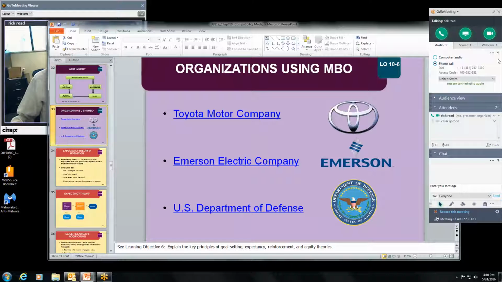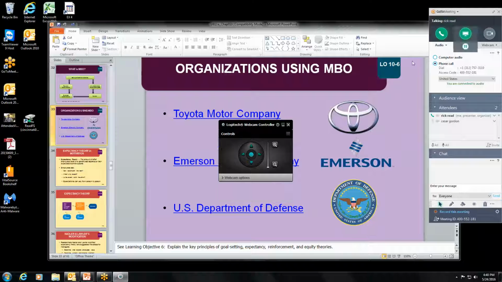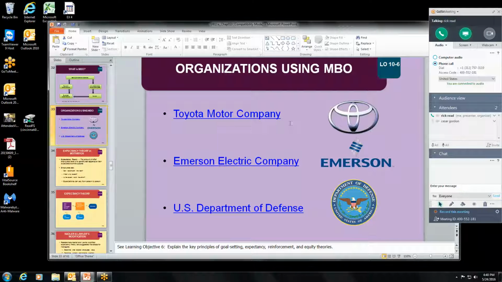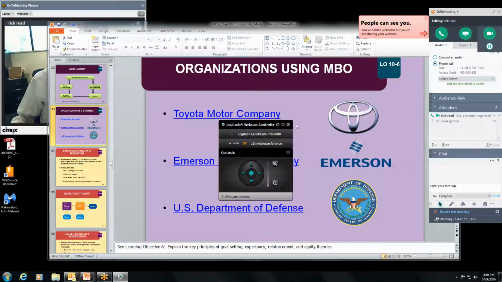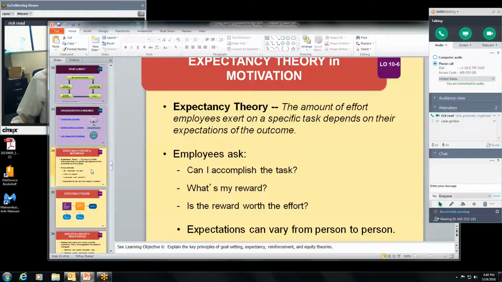This is just a slide that shows some of the companies that use management by objective. We don't have to spend a lot of time on this particular slide. Notice the Toyota Motor Company and things of that nature. Then we moved to expectancy theory.